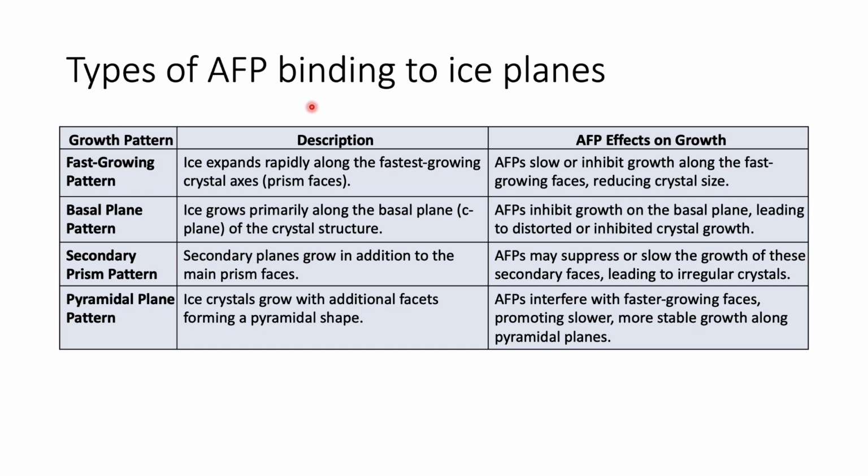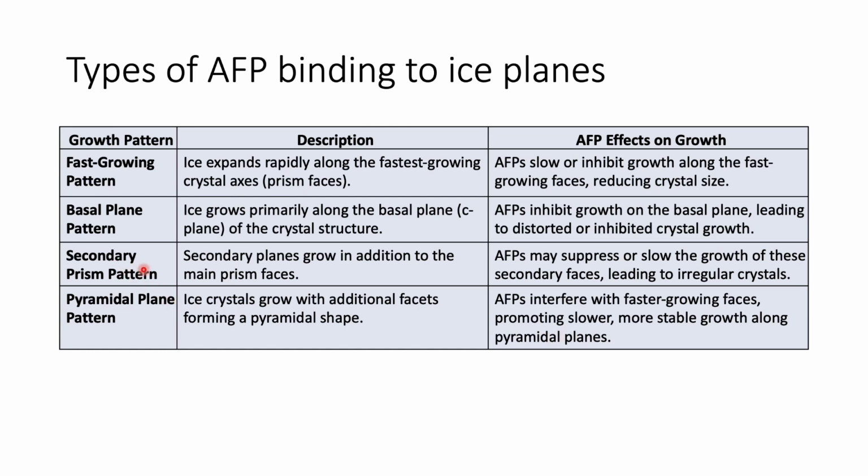Let us look at the types of AFP binding to the ice planes. We have 4 different types of growth. When we look at the fast growing pattern, here the ice expands rapidly along the fast growing crystals, which we have actually seen, and the AFP effect is that they basically slow or inhibit the growth along this one. So this is what we have actually seen. And when we look at the basal plane, AFP inhibit the growth by leading to a distorted or inhibited crystal growth. And when we look at the pyramidal plane, AFP interfere with the fast growing phases, promoting slower, more stable growth along the pyramidal plane.